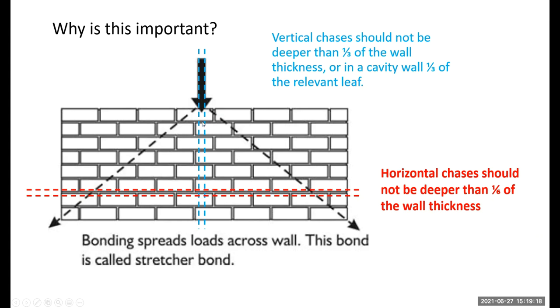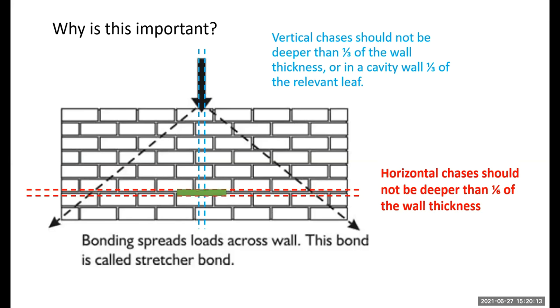So if we think about these vertical chases again, a chase that's a third of the wall thickness isn't going to impact on the stability of this wall, because the force is pushing downwards, not from the sides. However, horizontal chases, as you can see from this, cut right across that loading, which is why they're a lot shallower. I want you to think about that when you're chasing in your sockets. It definitely requires some thought, and I will try to find a definitive answer for you. But for now, you need to use your engineering judgment based on the information I'm providing.